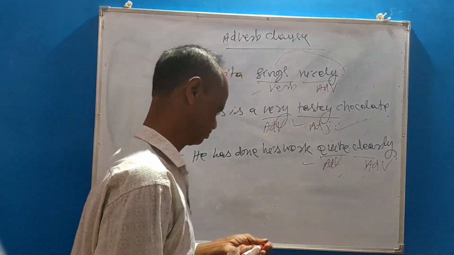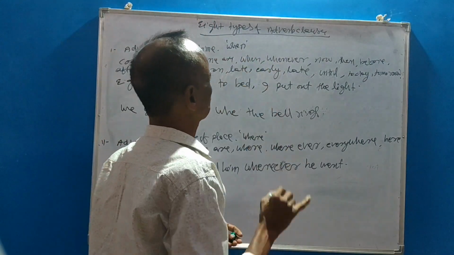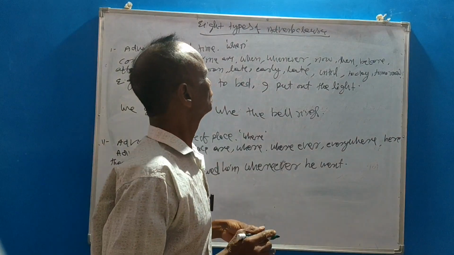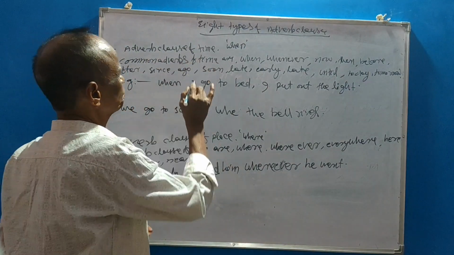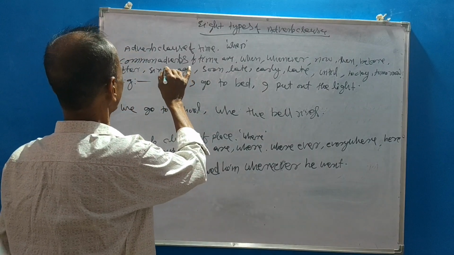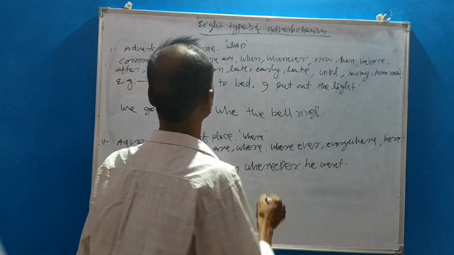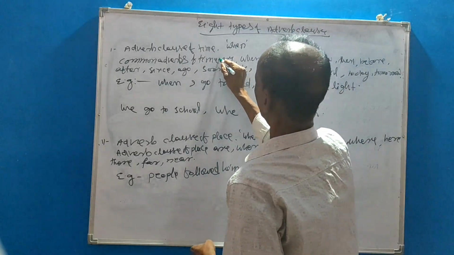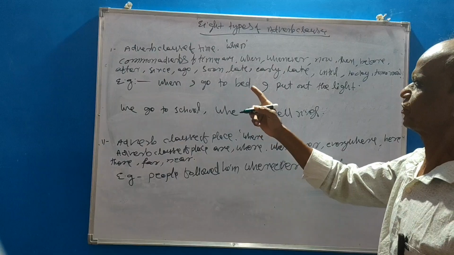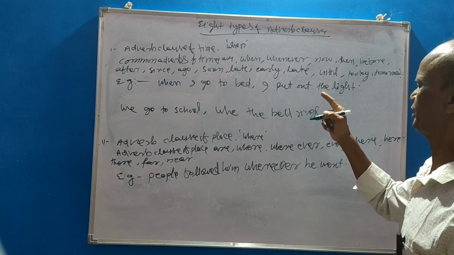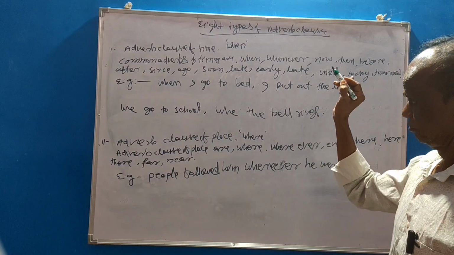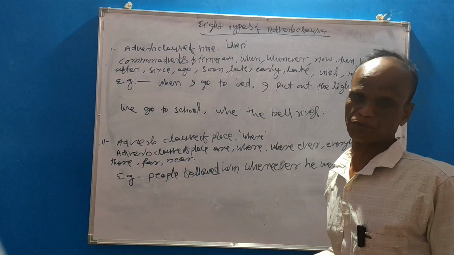Okay, next. Eight types of adverb clause. Number 1, adverb clause of time. Common adverbs of time are when, whenever, now, then, before, after, since, ago, soon, late, early, until, today, tomorrow. This is the time adverbs.